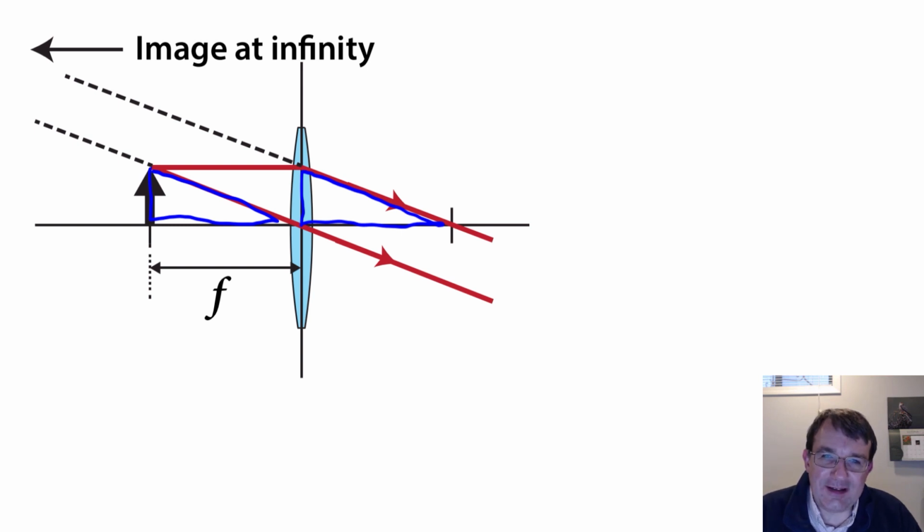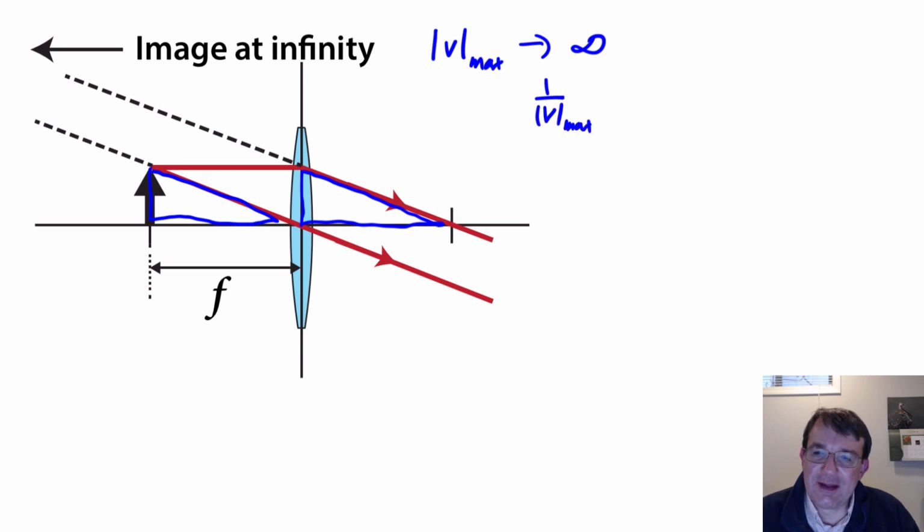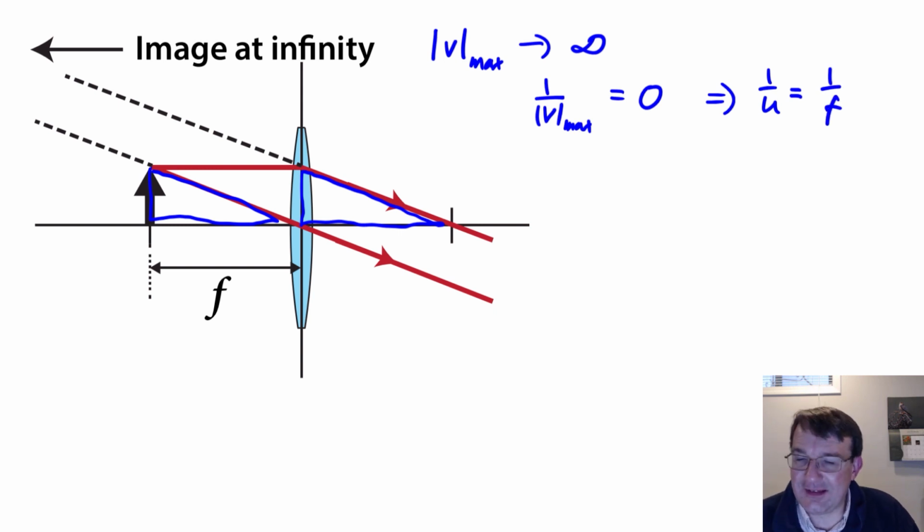So what we find is that our magnitude for v maximum is going towards infinity, which means that 1 over v, when it's at its maximum, is equal to 0. And so that gives us that 1 over u is just equal to 1 over f, because 1 over v in this case becomes 0.